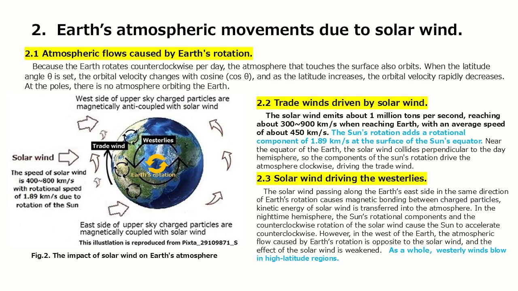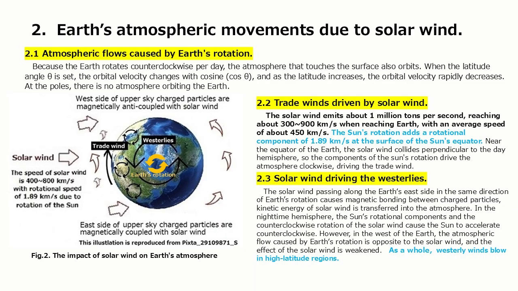Trade winds driven by solar wind. The solar wind emits about 1 million tons per second, reaching about 300 to 900 kilometers per second when reaching Earth, with an average speed of about 450 kilometers per second. The Sun's rotation adds a rotational component of 1.89 km per second at the surface of the Sun's equator. Near the equator of the Earth, the solar wind collides perpendicular to the day hemisphere, so the components of the Sun's rotation drive the atmosphere clockwise, driving the trade wind.